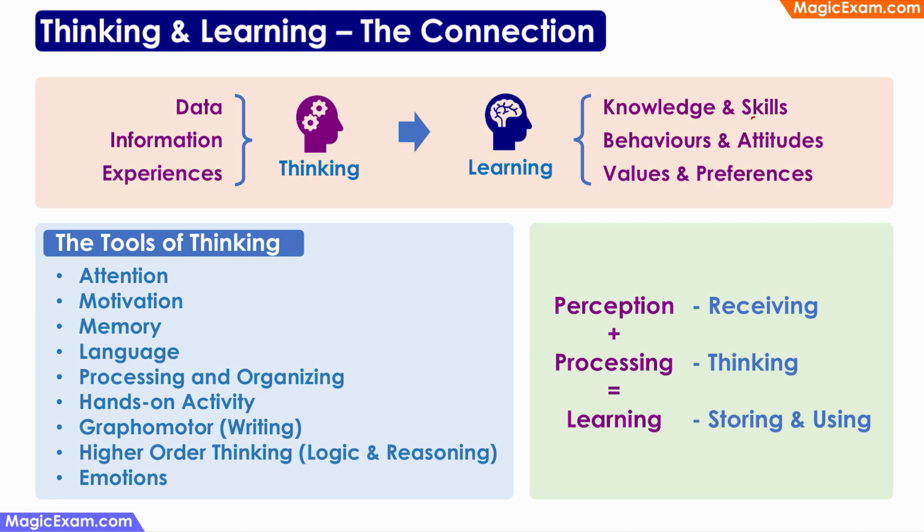Next, let us look at what is the connection between thinking and learning. We already discussed earlier in this video that data, information and experiences are like food. These are the inputs, and thinking is the process through which you are digesting these inputs, this food, and the result of thinking is learning. And learning is nothing but new knowledge, new skills, behavior, attitudes, values and preferences. Which means that if you need to learn, then you have to think.